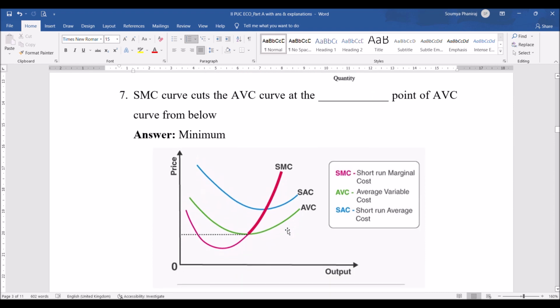The SMC curve cuts the AVC curve at the dash point of the AVC curve from below. The answer is minimum. Please note, SMC stands for short run marginal cost, AVC average variable cost, SAC short run average cost. So this is the line that cuts. So this is the minimum point.